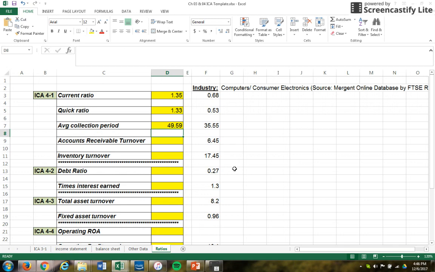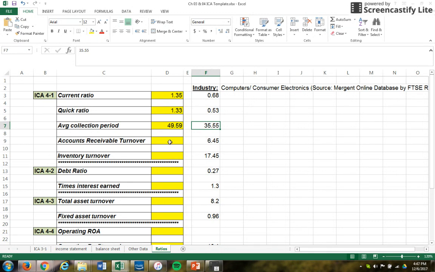So we have an average collection period of 49.59 days, which seems to take them a little bit longer to be paid than the industry average of 35.55 days. So it's taking them a little bit longer. Maybe they're on a net 60 term rather than a net 30. Not sure. You'd have to dig into that.